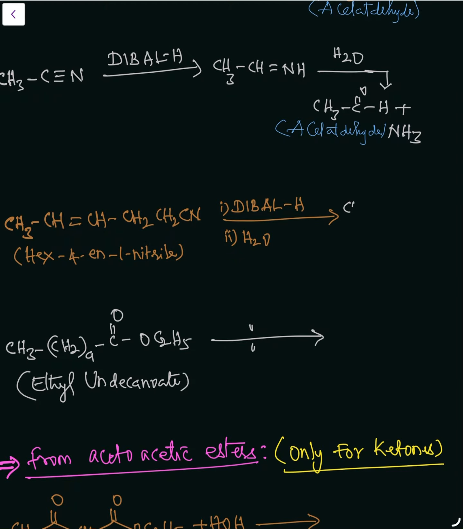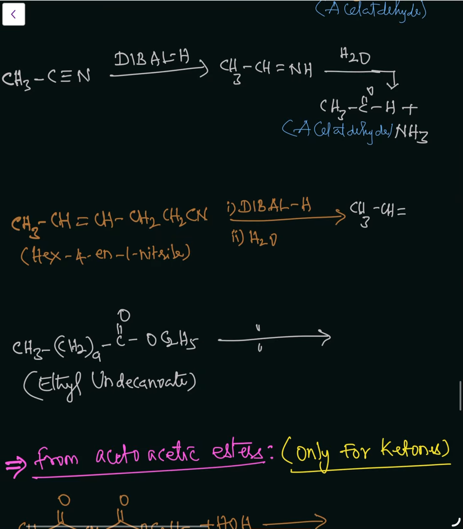Then CH3 CH double bond CH, the double bond as it is, then CH2 CH2, the cyanide is converted to the aldehyde group. Okay, so CH2 CH2 CHO, this is called an aldehyde. What is the name of this compound? Hex-4-en-1-al.